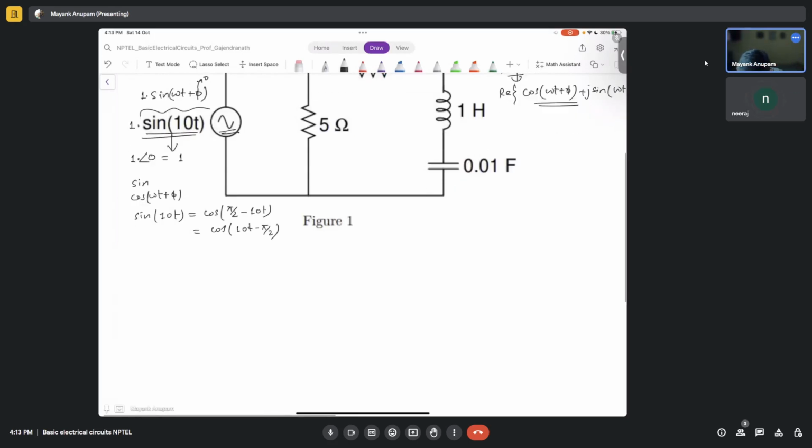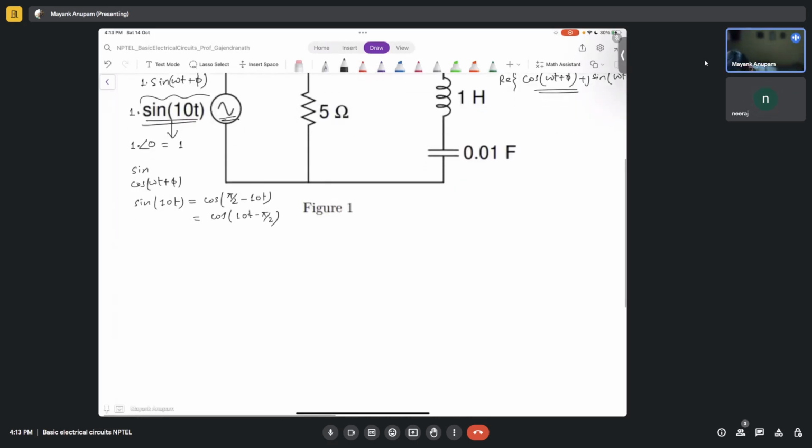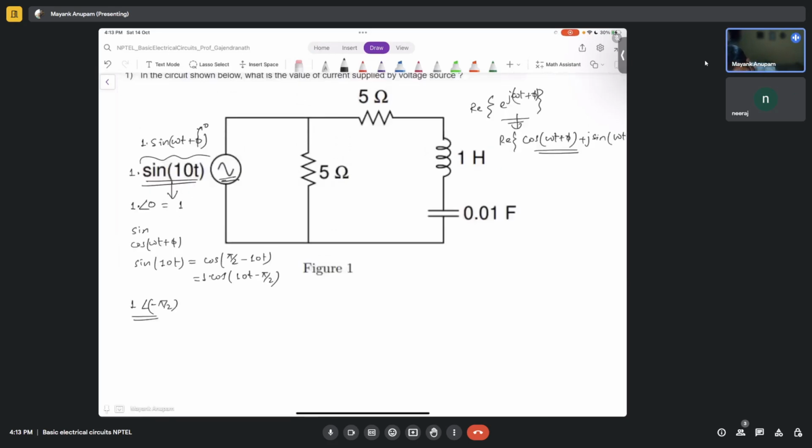So what is the phase now? The magnitude is 1 and the phase is minus pi by 2. So this is the phasor for this one, and this can be replaced with 1 angle minus pi by 2. Cool, this is done.